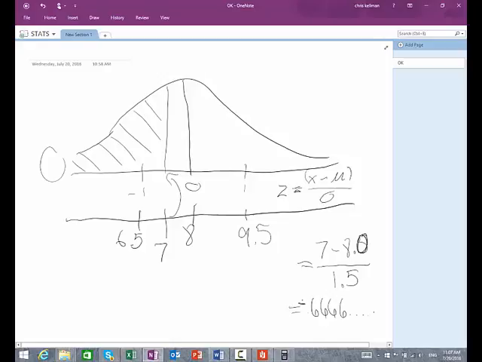The first thing to know about your standard normal table is that it only works to 2 decimal places. So we're going to take all our z-scores and round them to 2 decimal places. If we round that to 2 decimal places, it's minus 0.67, and up on our z line, we're right there. What we want to know is, what's the probability we're going to get less than minus 0.67? So let's go have a look at our normal table.